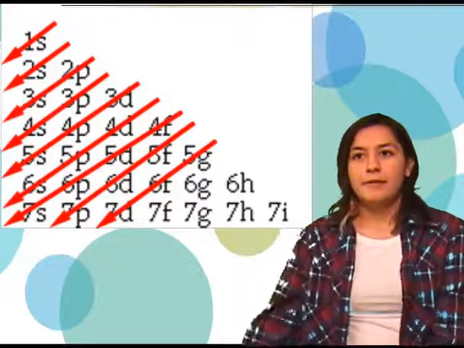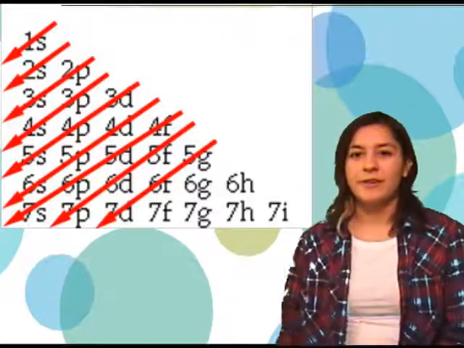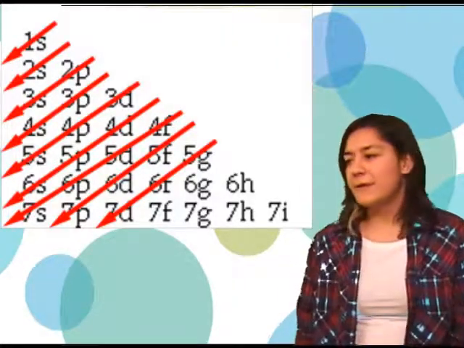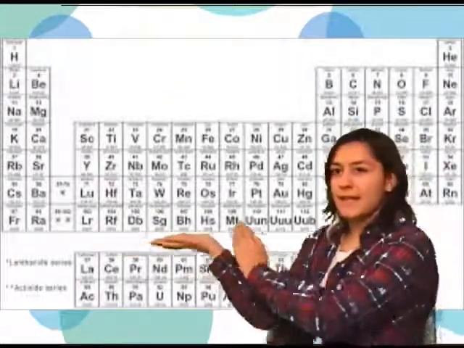So that's basically what electron configuration is. Now we need to figure out what organization of matter is. Organization of matter is the periodic table of elements, which looks like this.